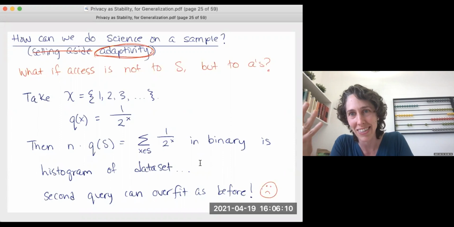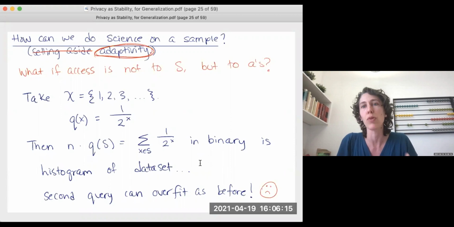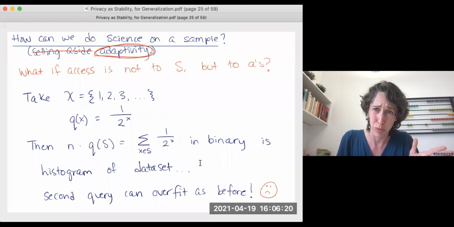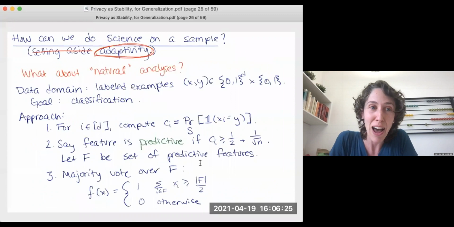Okay, but again, this felt like a contrived example. Who's going around encoding their data sample in the answer to their query? It turns out most machine learning people are, but okay. Let's see that a bit more naturally. What about more natural analyses here? So I'm going to give you an example that I think is nice.